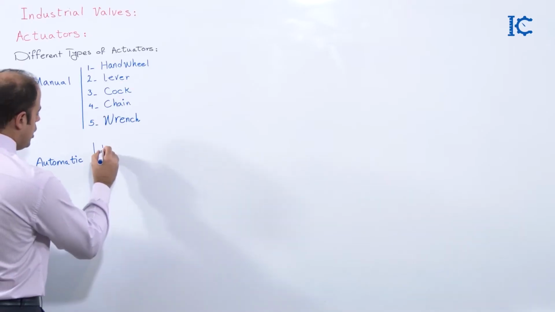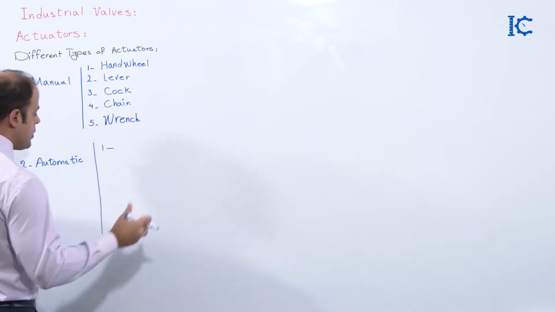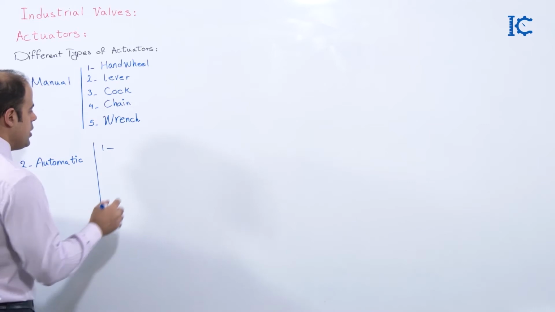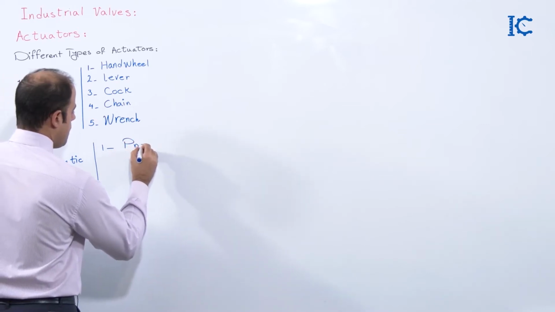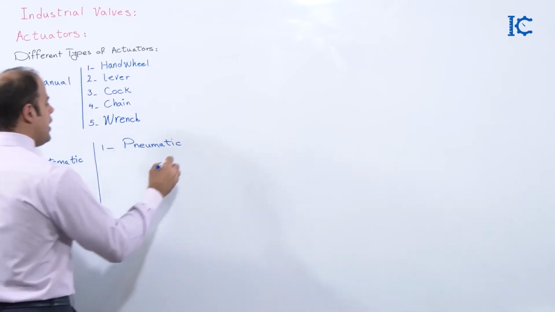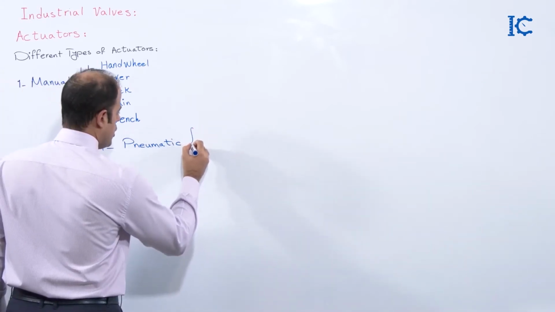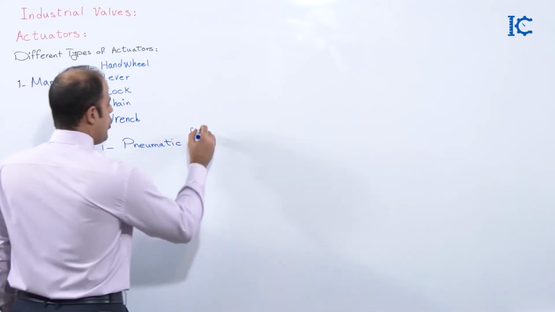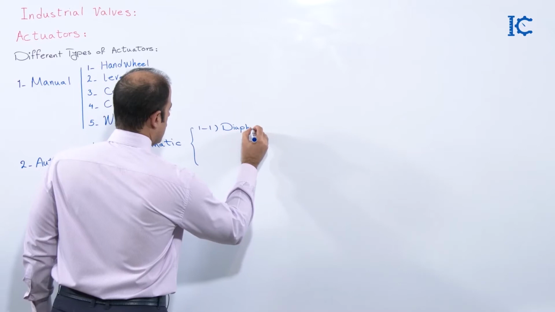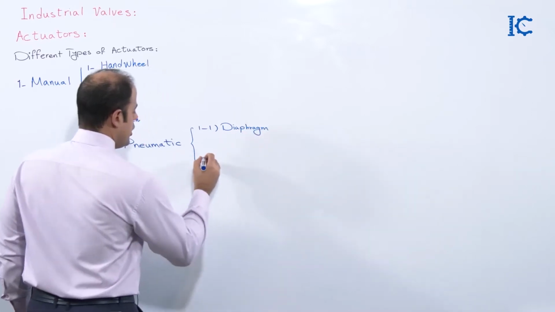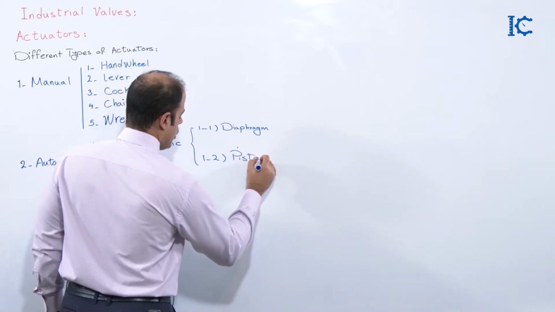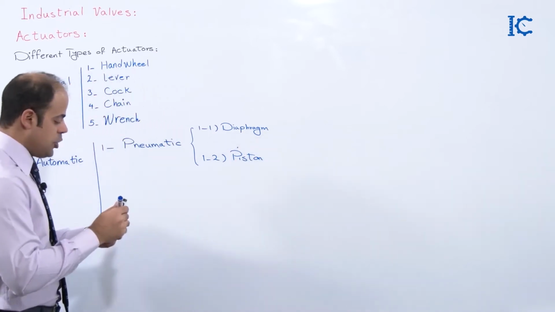The first one, which is the more famous, or to some extent I can just tell you the most well-known one in instrumentation, is the pneumatic one. And actually the pneumatic one can be divided into two different cases, whether we use the diaphragm, or we use the piston type for pneumatic actuators.